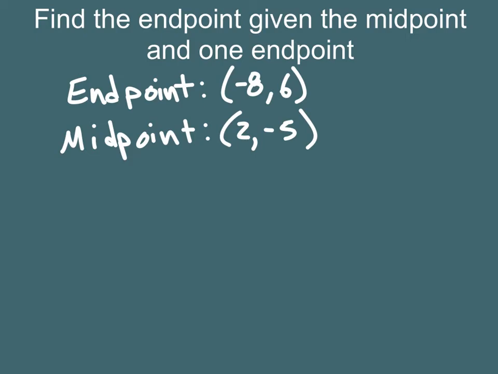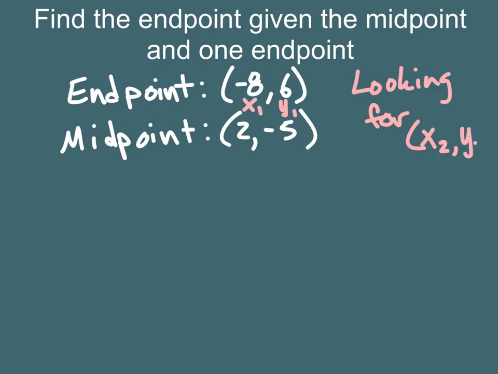Okay, the next thing I want to do is find the endpoint given the midpoint and one other endpoint. So if you're given one endpoint, I'm going to call this x sub 1, y sub 1. I am looking for the other endpoint, looking for x sub 2 comma y sub 2.